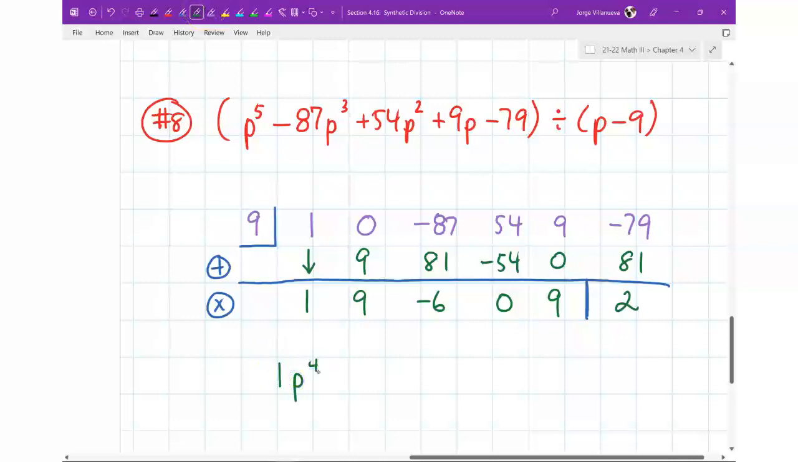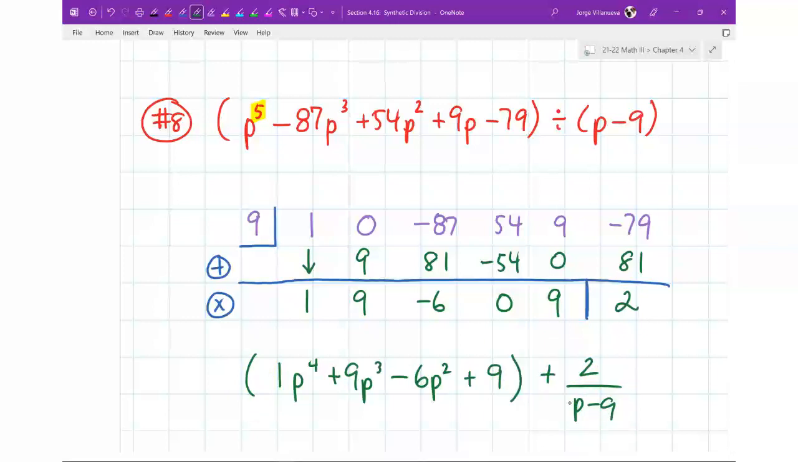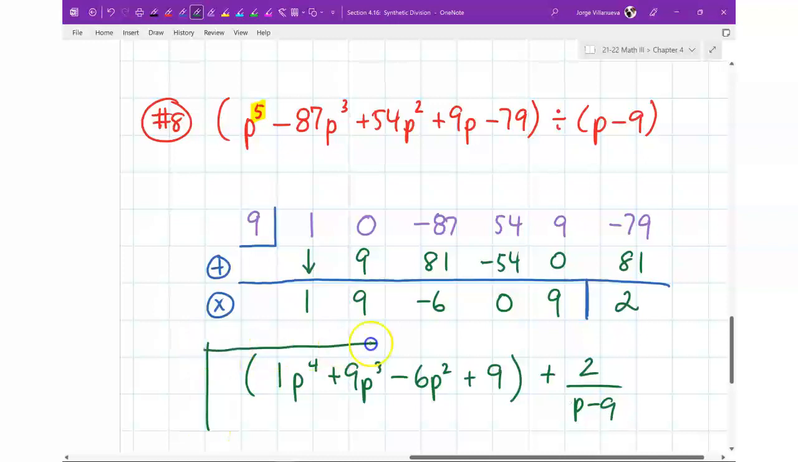1p to the 4th. Remember, 1 power below whatever you started with. So they started with the 5th power. So I'm going to go with the 4th. Okay, then plus 9p cubed minus 6p squared plus 0p. I'm not going to write that. 0p. I don't need to. So I'm just going to put plus 9. So there's my answer. Plus 2 over p minus 9. If you did write 0p, you're not wrong. It's just not necessary. Okay? And this is your answer.